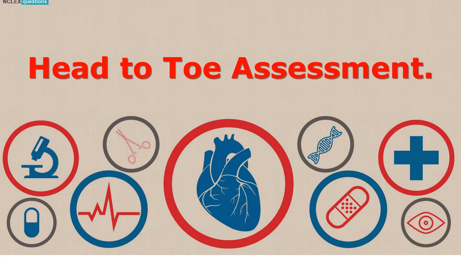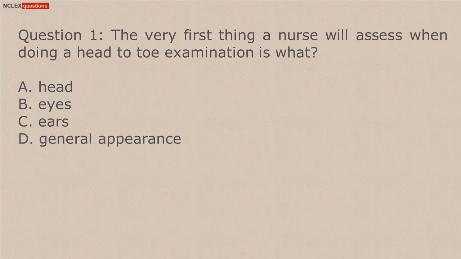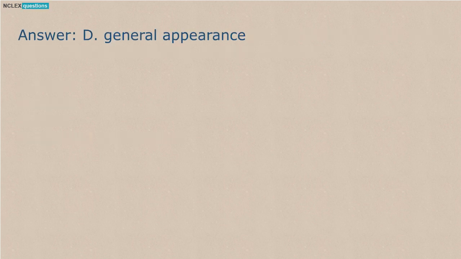Head-to-toe assessment. Question 1. The very first thing a nurse will assess when doing a head-to-toe examination is what? A. Head. B. Eyes. C. Ears. D. General appearance. Answer D. General appearance.